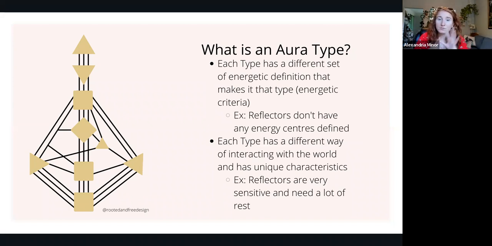So for example, reflectors, one of the non-energetic types. These are one of the rarest energy types and the first energy type that humanity had, right? This is what the voice told Ra Uru Hu, or Alan Krakower, okay? One of their characteristics is that they're extraordinarily sensitive, and they need a ton of rest. That's because they don't have any defined energy centers, so they're constantly taking in energy from other people within each of their energy centers. That makes them very sensitive to other people's energy.